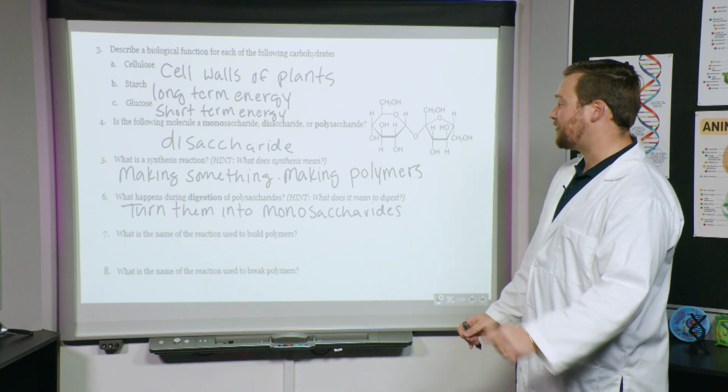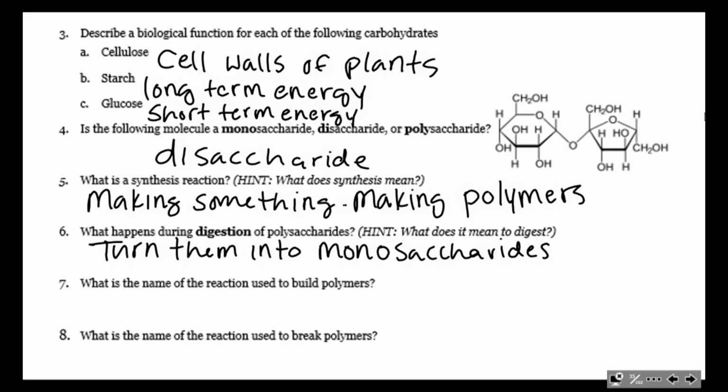Okay, next up, number 7. What is the name of the reaction used to build polymers? So think back to last unit. There are 2 reactions that we talked about. One builds them up and one makes them smaller. Which one builds up the polymers? That's dehydration synthesis, okay? Dehydration synthesis is going to build up. It's how you take small things and make them bigger.